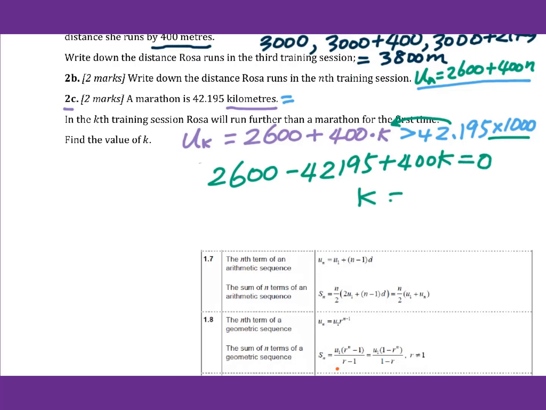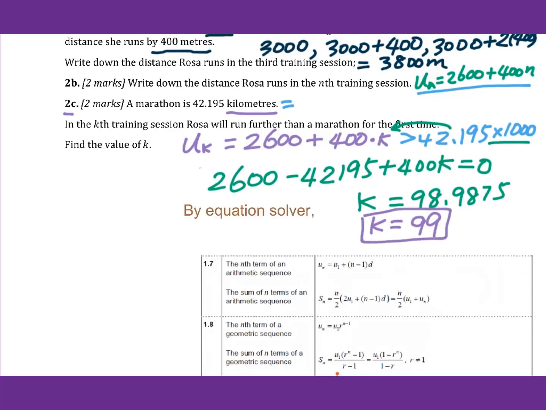You will get K equals 98.9875. Since this is a greater than, K equals 99. I solved this by the equation solver from the graphing calculator.